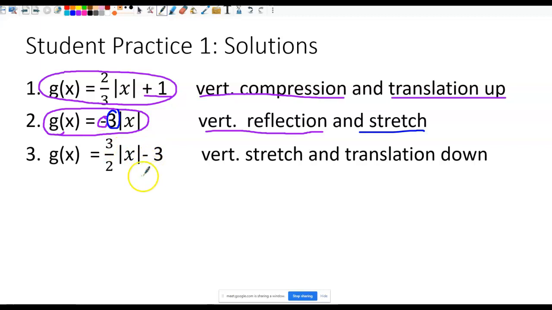Number 3, this one's weird. It's a fraction, right? But that number, 3 over 2, is bigger than 1. So we're multiplying by something greater than 1. Therefore, that's a vertical stretch. And we're subtracting 3, so that's a vertical translation down.